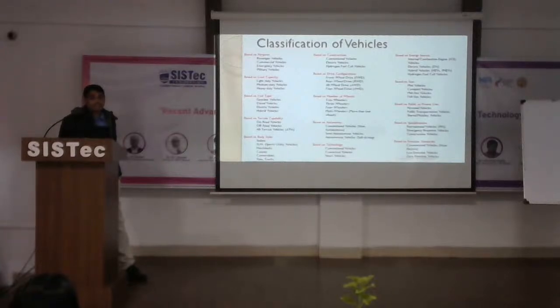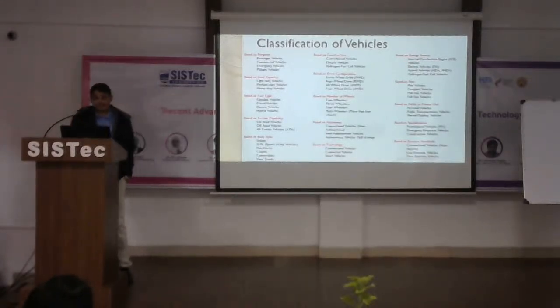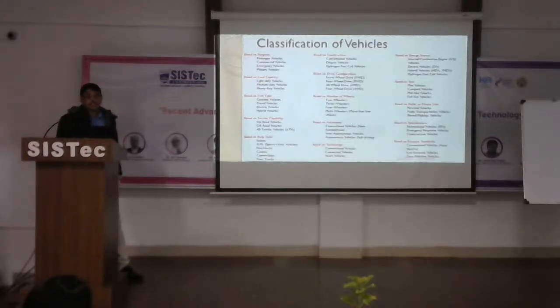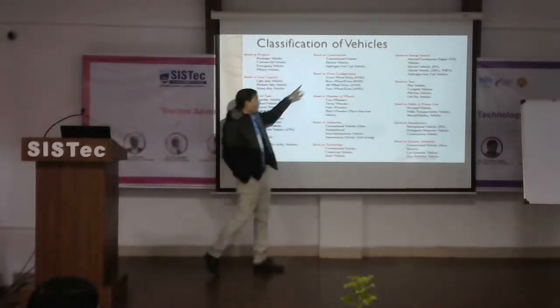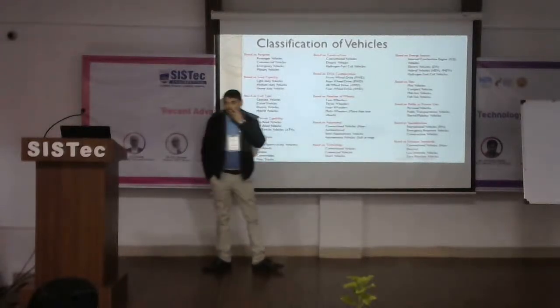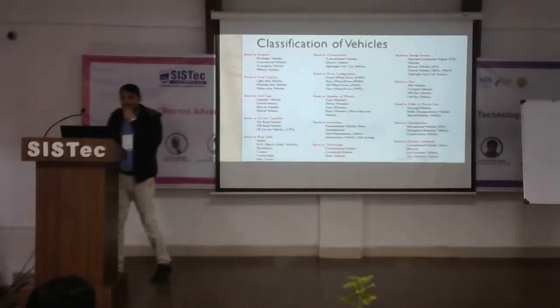Based on the construction, that is conventional vehicle, electric vehicle, and hydrogen fuel cell vehicle. And based on the drive configuration, that is front wheel drive, rear wheel drive, all wheel drive, and four wheel drive. So based on the drive vehicle, in this section also engines are the thing. Four wheel drives and all wheel drives.